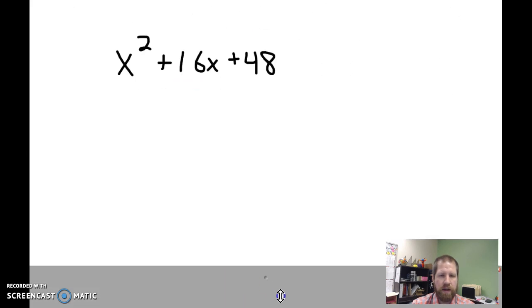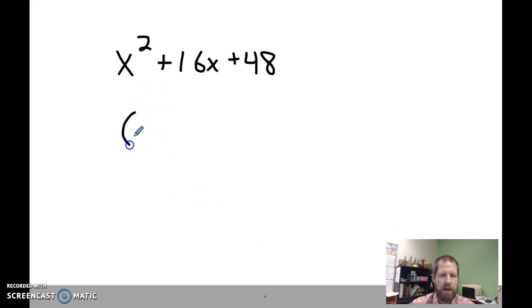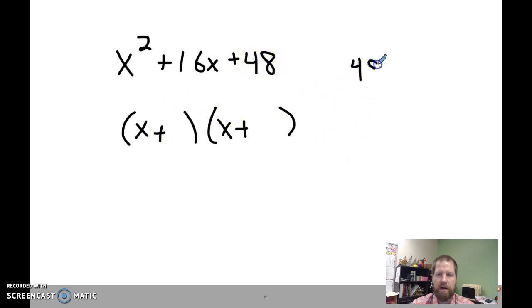So we'll look at this one again. Again, I know x is my first term for both of my binomials. So it's going to be x plus something and x plus something, and they're going to equal 48. So I've got to find the factors of 48.